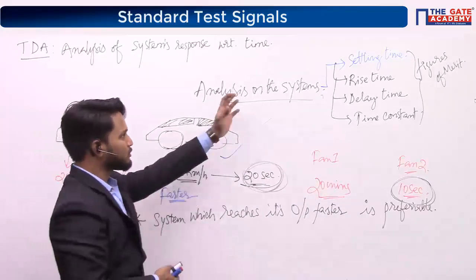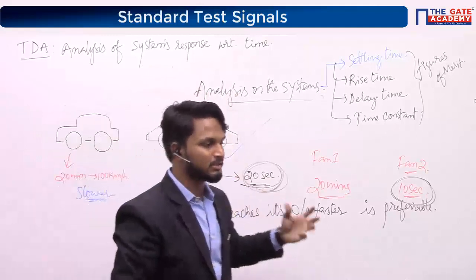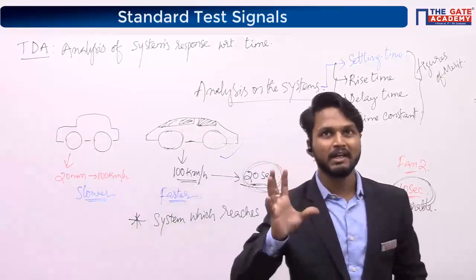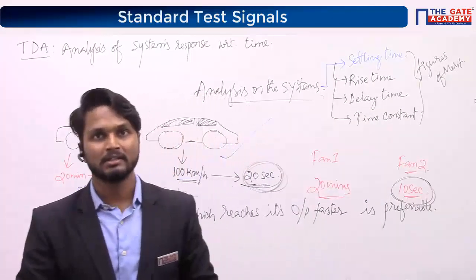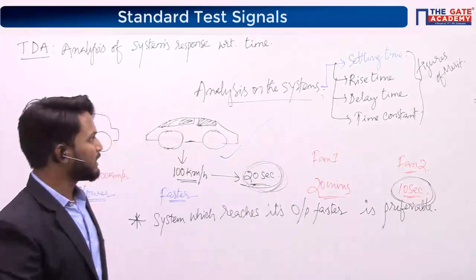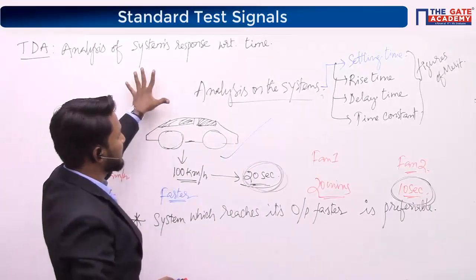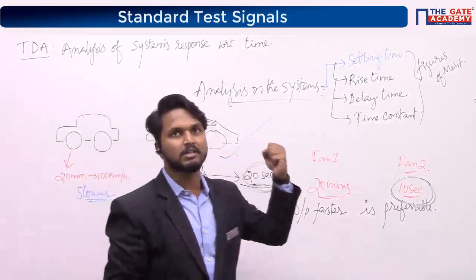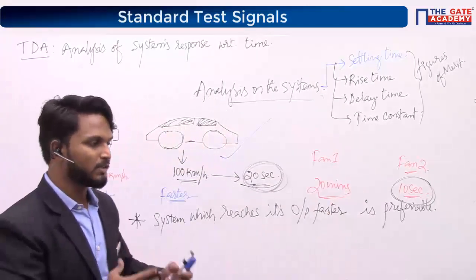So all these figures of merit you have to calculate using analysis on the systems. That analysis is what we are going to carry out in time domain analysis. Is it clear? That particular analysis is what we are going to carry out on various, different systems in this chapter. So what are those different systems?